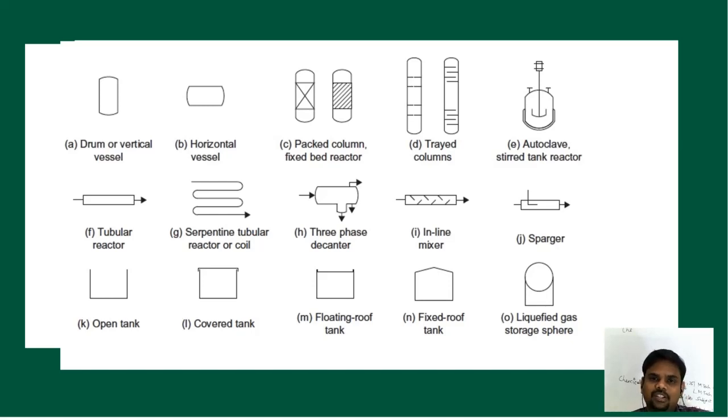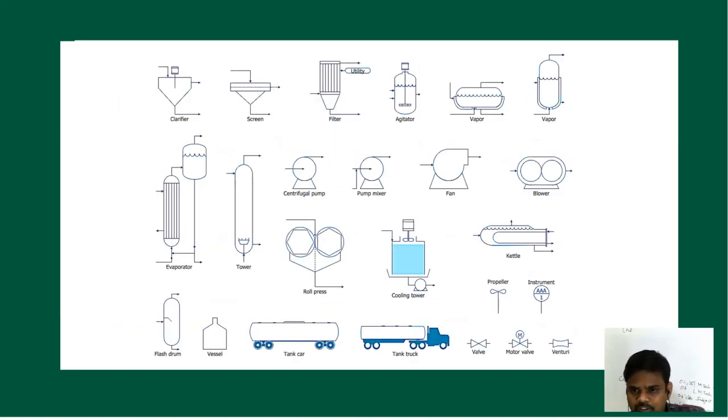to represent them in a flow diagram. Autoclave reactors, spargers are there, tubular reactors are there, plug flow reactor, CSTR is there, serpentine type tubular reactors are there, open tank, covered tank, how to represent in the flow diagram. We have different flow symbols we have to use.